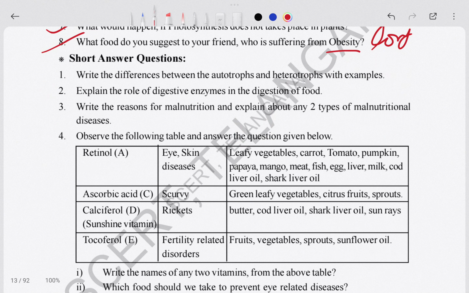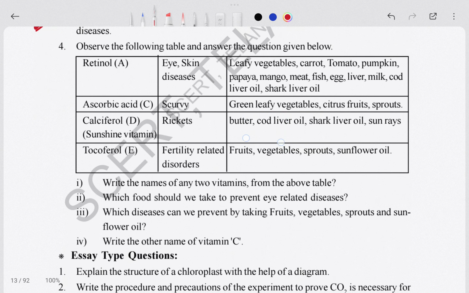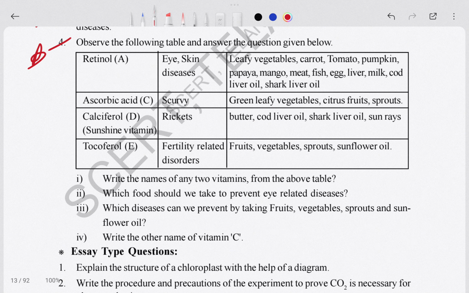Okay, now here are the short question answers. Write the difference between autotrophs and heterotrophs, this is important. Explain the role of digestive enzymes in the digestion of food. Okay, read this one. Write the reasons for malnutrition. This is also important, malnutrition. Okay, and the fourth one is also very important, and after that you can go through this one. Write the other names of vitamin C and so on.